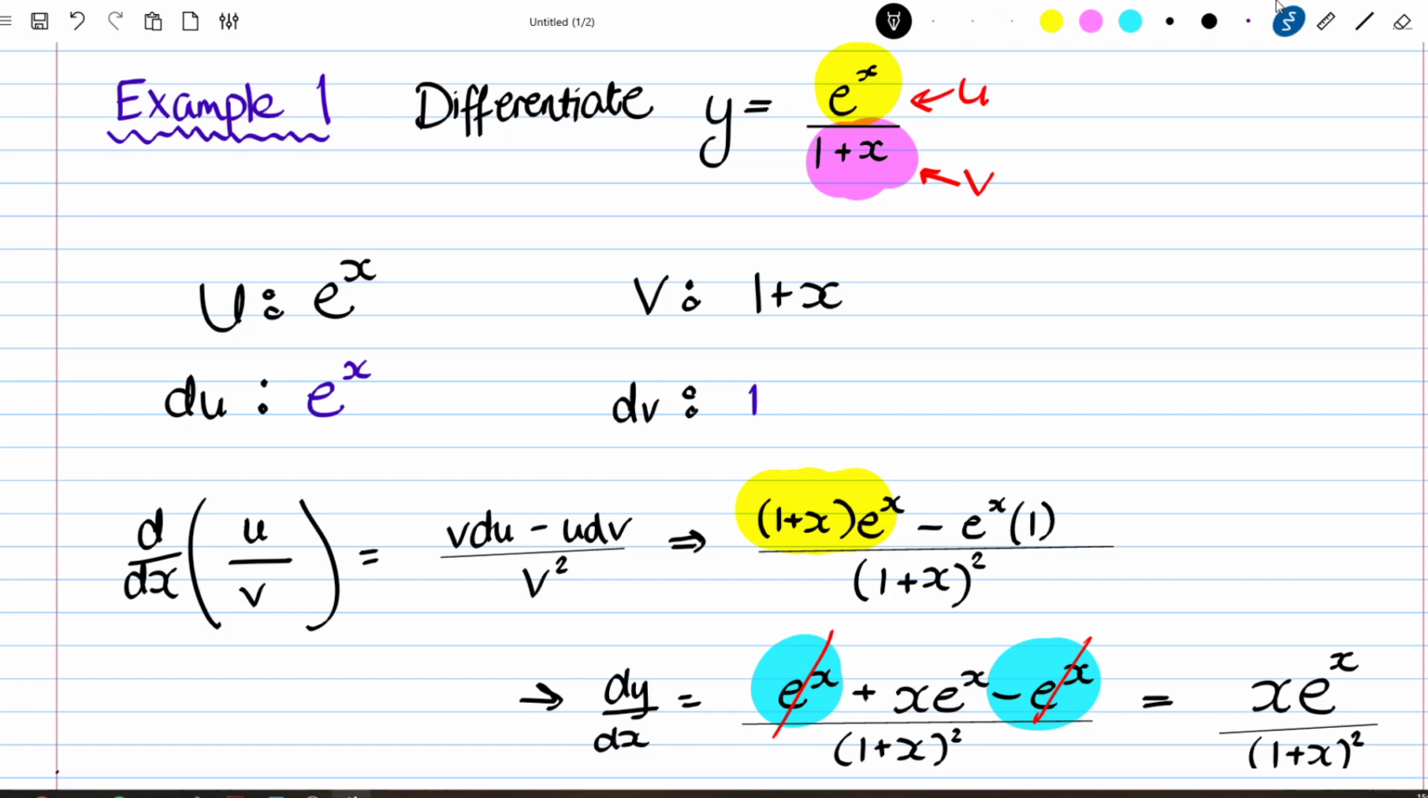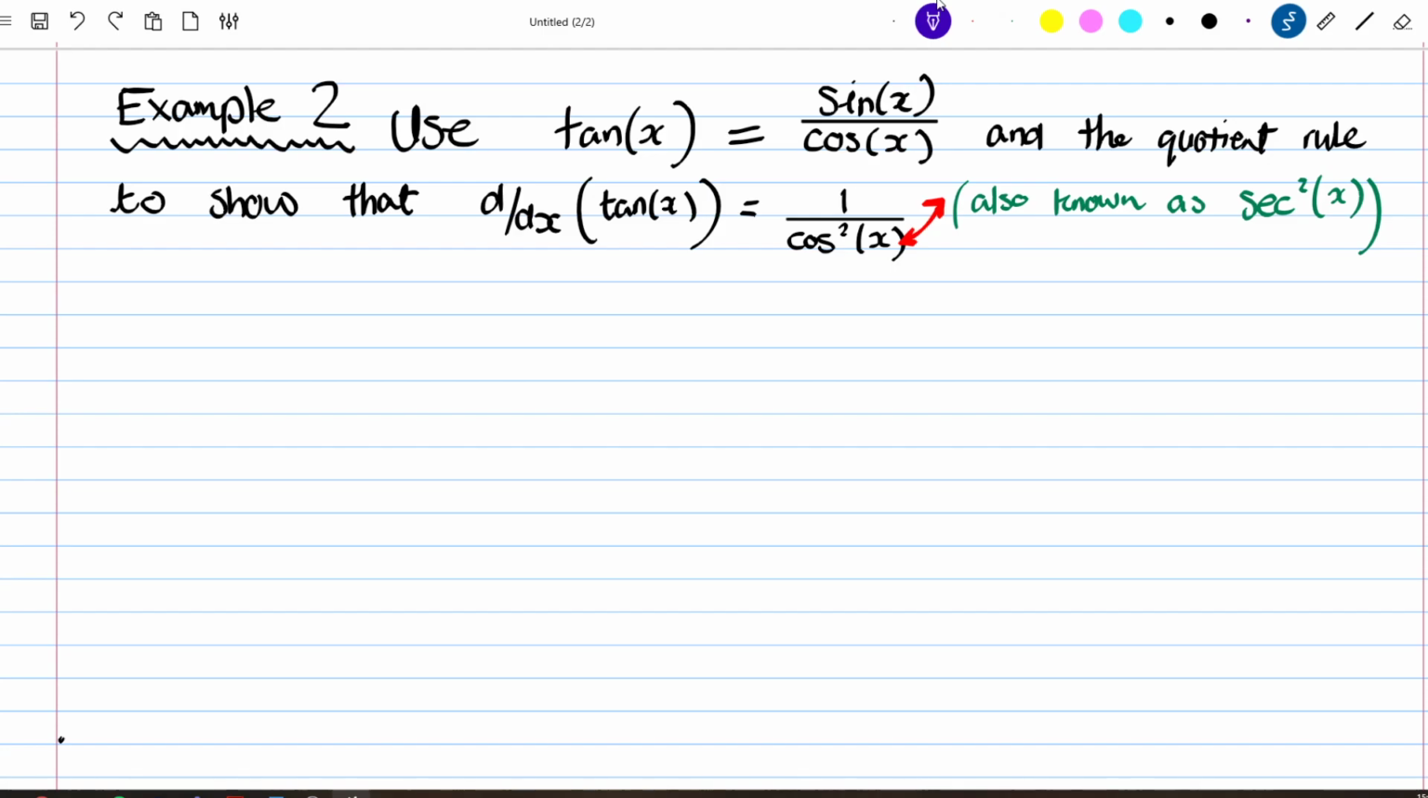Here is example 2. We're going to differentiate tan x, and we're going to do so by using an identity that we learnt in the first year of the course. We do have something to aim for here. We are given that tan x should differentiate to 1 over cos squared. Sometimes that's called sec squared. When you study trigonometry within the course, that will become a little bit more familiar.